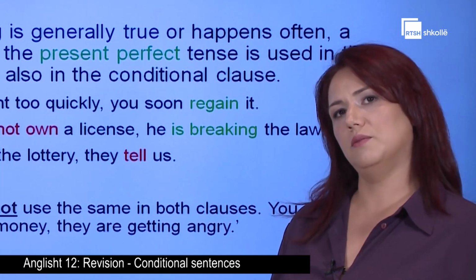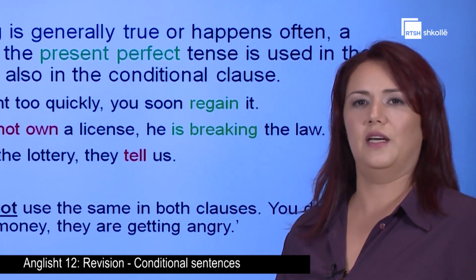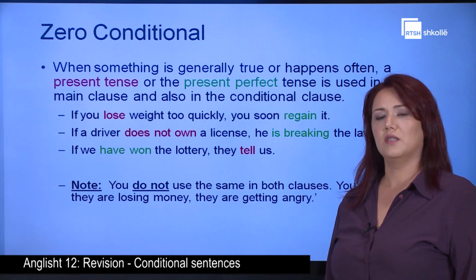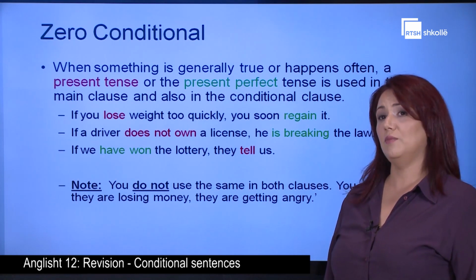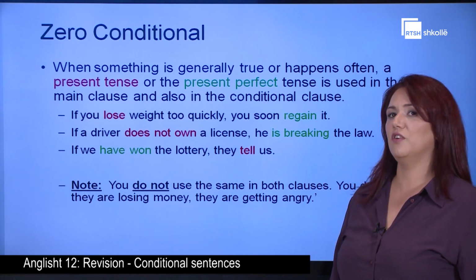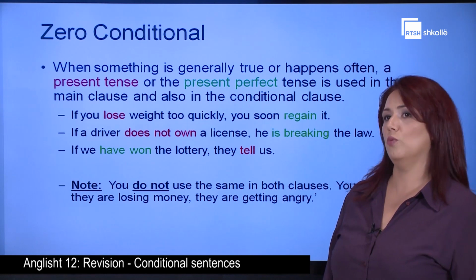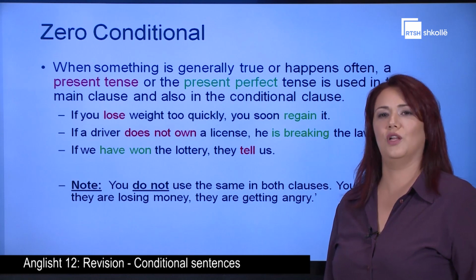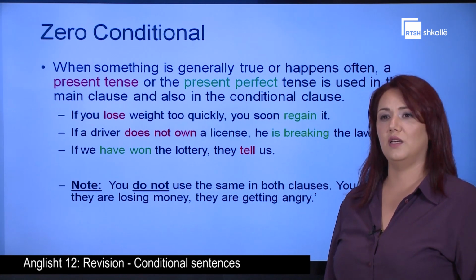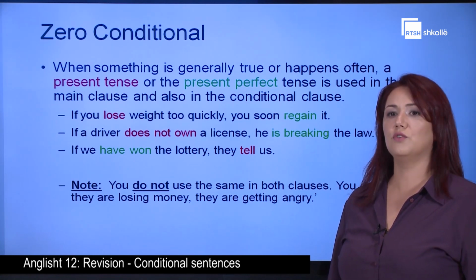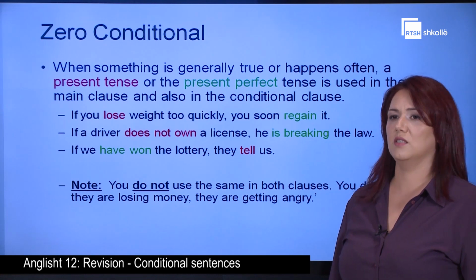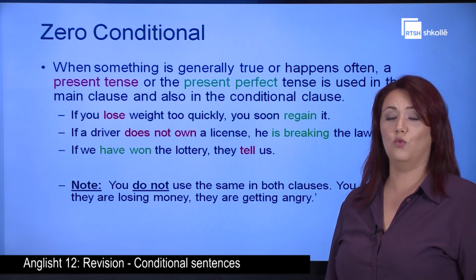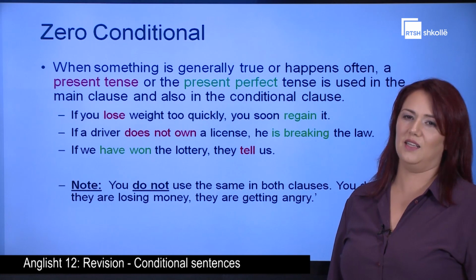Now, let's move on and explain each of them in a more detailed way. Zero conditional. When something is generally true or happens often, a present tense or the present perfect tense is used in the main clause and also in the conditional clause. If you lose weight too quickly, you soon regain it. If a driver does not own a license, he's breaking the law. If we have won the lottery, they tell us.